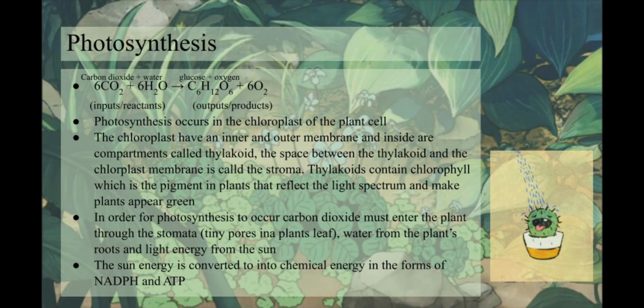The inputs or reactants of photosynthesis are carbon dioxide and water. The outputs or the products are glucose and oxygen. Photosynthesis occurs in the chloroplasts of plant cells and cells of other photosynthetic organisms.